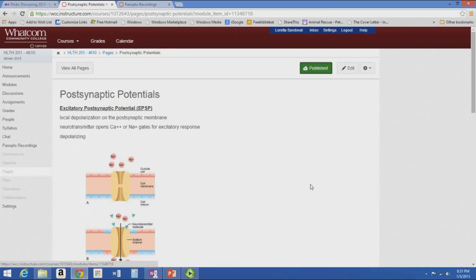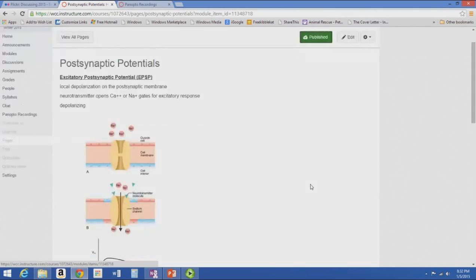So we're going to talk about postsynaptic potentials. So what happens at the postsynaptic cell depends on the receptor. Okay, so some postsynaptic potentials are excitatory. They're going to excite the postsynaptic cell. They are going to hopefully trigger another action potential and fire off that cell. Okay, so they are going to depolarize the postsynaptic membrane.